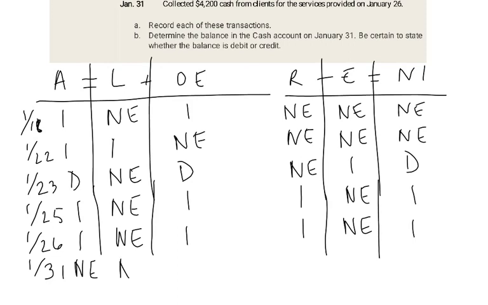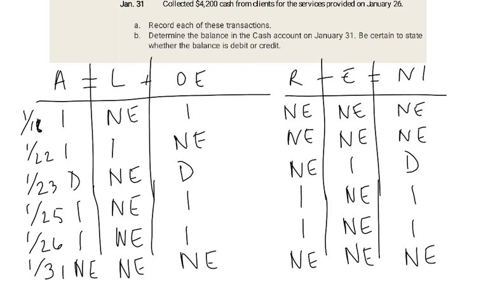I didn't affect liabilities, and therefore I didn't affect owner's equity. I've already recognized this revenue on January 26th, so I don't recognize it a second time. No expenses were involved, and therefore at this point there's also no effect on our net income.